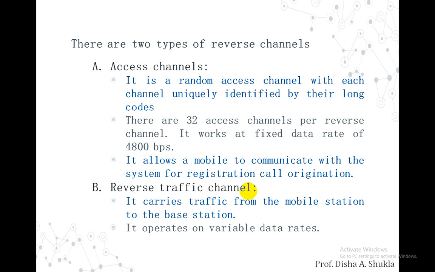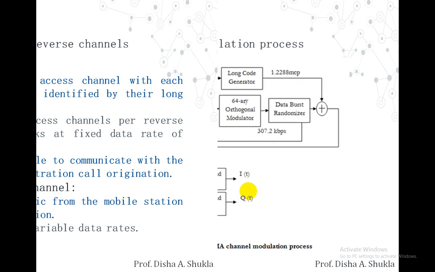It allows a mobile to communicate with the system for registration, that is, registering so that it can initiate a call (call origination). And the reverse traffic channel carries the traffic from the mobile station to the base station, and it operates on a variable data rate, that is, on different data rates.